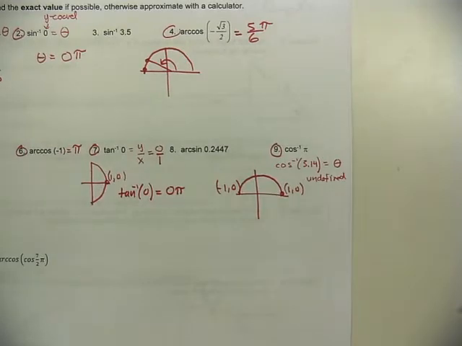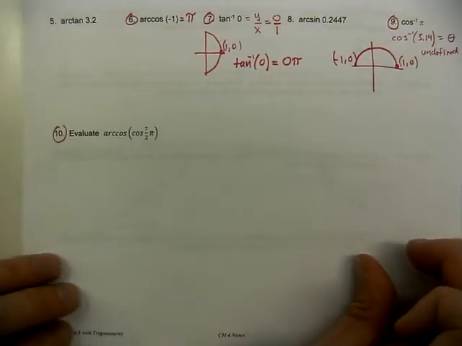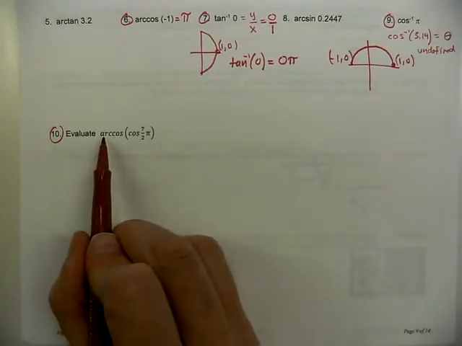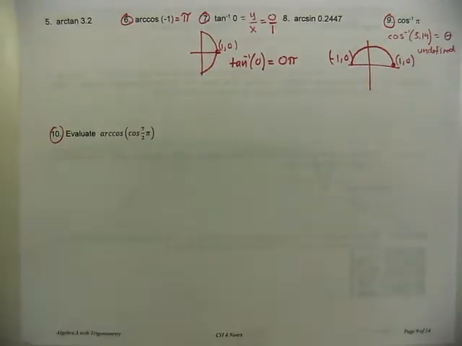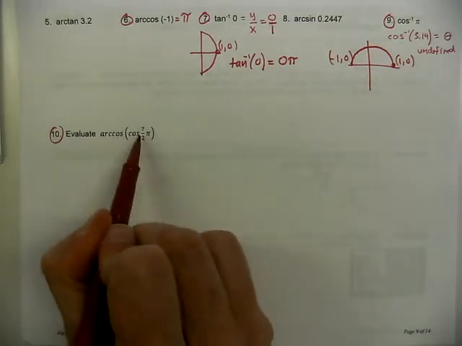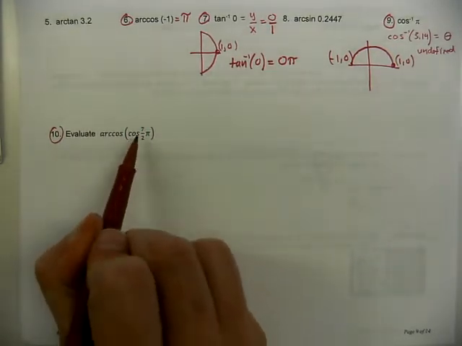All right, here's the last one, number 10. So this is a little bit different. We're still on the unit circle, but notice it's set up as if you are taking the arc cosine of the cosine of an angle of rotation. So it's a sequence of events here. You want to think of this like doing your order of operations, where you do what's in the parentheses first, and then we'll take the arc cosine of that answer.